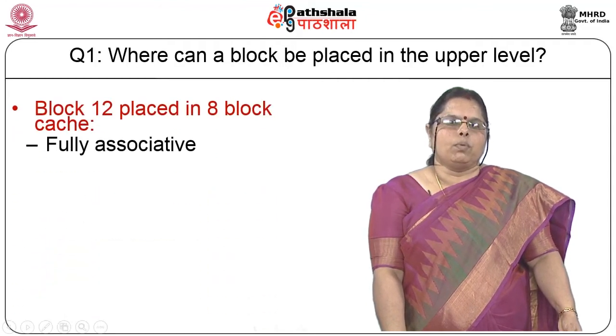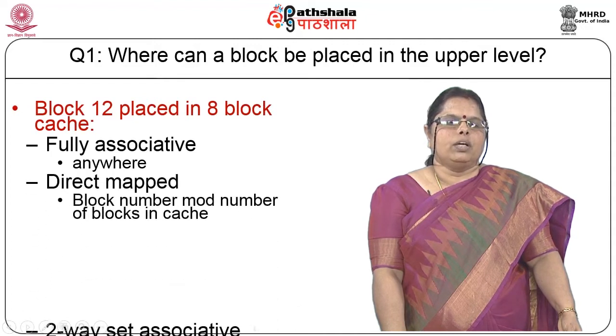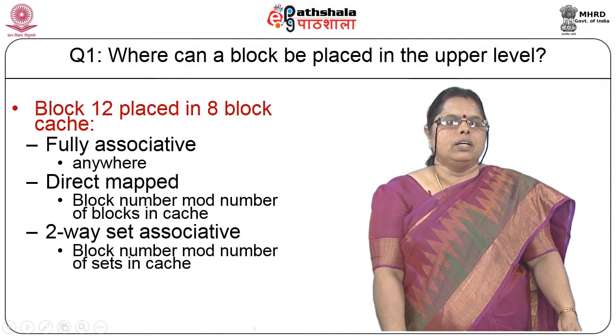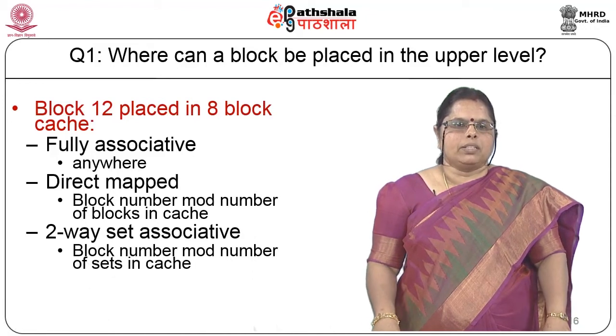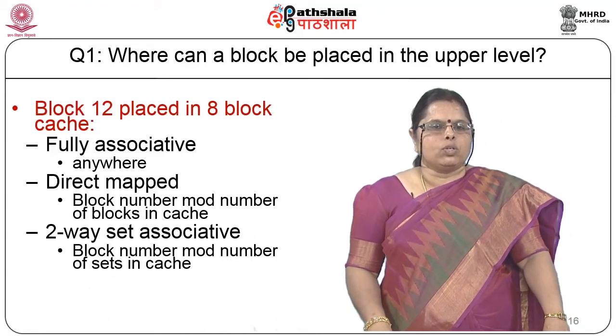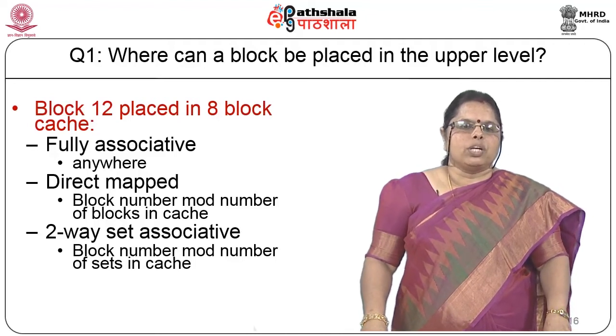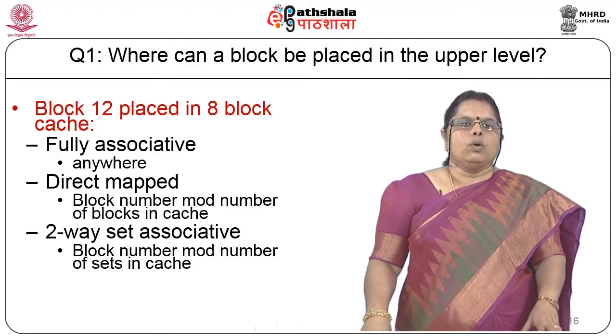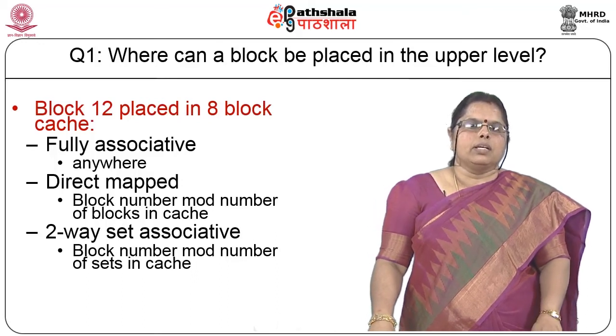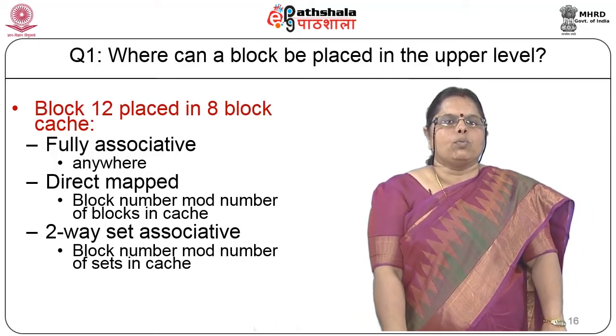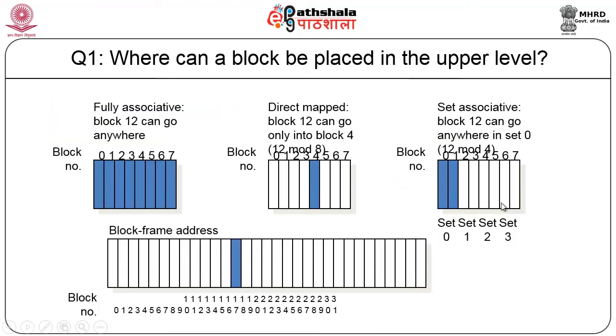Now, having looked at block placement, we compare the 3 techniques here. With fully associative, you can place it anywhere. With direct mapping, you can place it only in one place. With two-way set associative, you can place it within a particular set. Now we will see what happens if you are looking at 8 blocks in a cache and what will happen to block 12 from main memory. The first diagram shows a fully associative cache where block 12 can go anywhere in your cache. It can be located in any of the 8 blocks wherever there is space available.